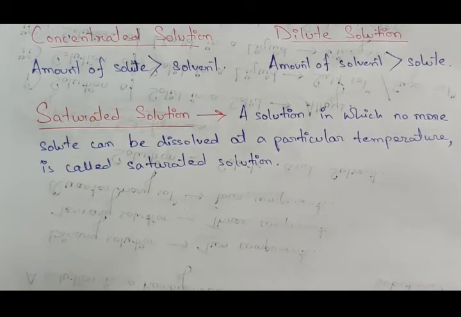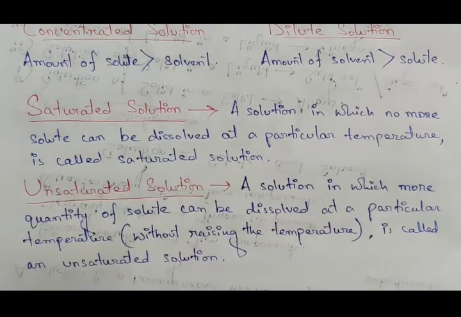raising its temperature. That means at a particular temperature only we will dissolve the solute in the solvent. So whenever more and more amount of the solute can be dissolved in a particular solvent at a particular temperature, in that case that solution is called the unsaturated solution. So an unsaturated solution contains a lesser amount of the solute than the maximum amount of the solute which can be dissolved at a particular temperature. Okay, so this is all about the saturated solution and unsaturated solution.